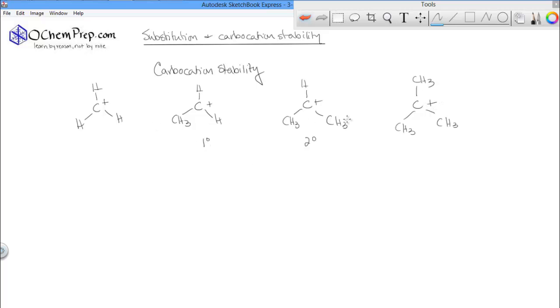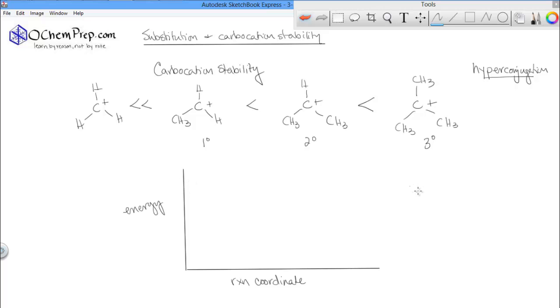Now, the order of stability is this. This is much less stable than primary, which is less stable than secondary, which is less stable than tertiary. There's a reason for this. This is called hyperconjugation. It's a way for this plus charge to be spread through these carbons. Doesn't really matter, just want you to realize that there's a reason why a tertiary is more stable than a secondary, than a primary, than a methyl. So why is this important?